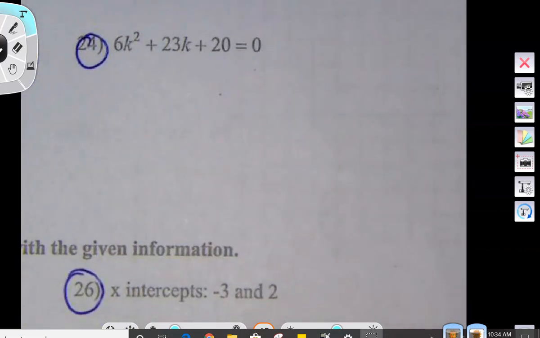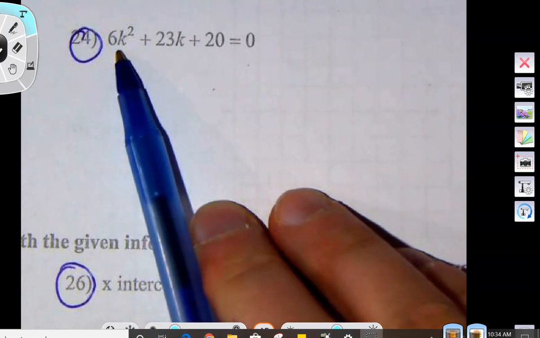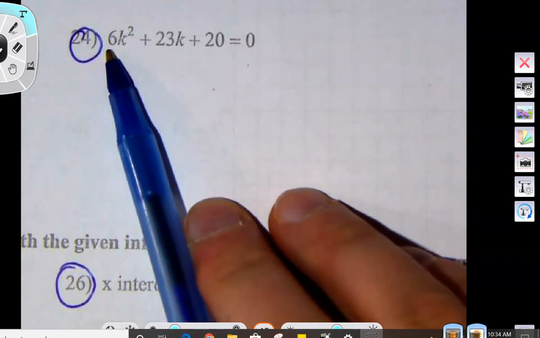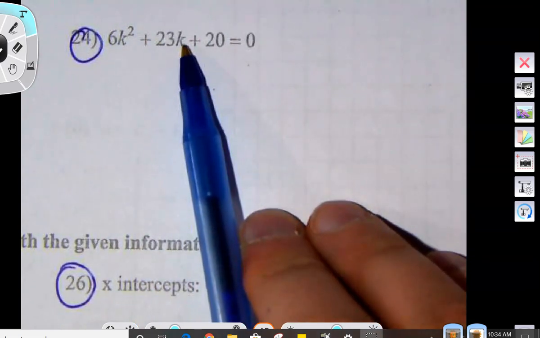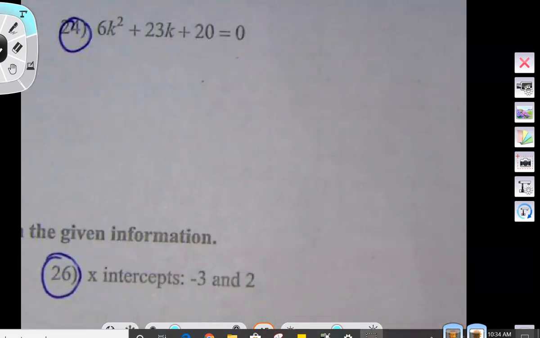Alright, so 24, just a couple more. So 24, a value is not 1, so I'm going to have to do a box if I factor, but I first want to look for greatest common factors. So 6, 3, and 2, 23's got nothing. 20 has 2, but it doesn't have 3, so we don't have any greatest common factors.